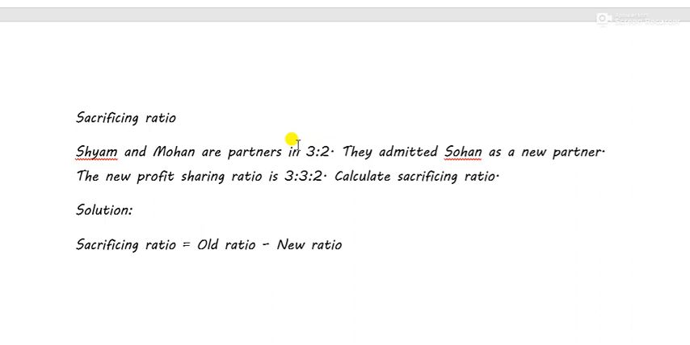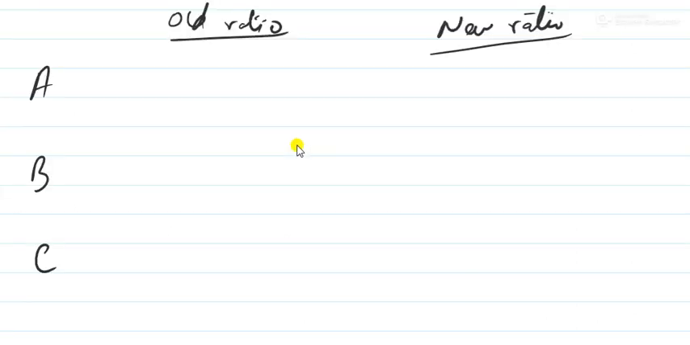Why? Because the old partners are the only partners who are sacrificing. The new partner is the gaining partner. He is the new partner, he gains the share from the old partners, and in order to give the share to the new partner, the old partners sacrifice their part. Therefore the sacrificing ratio is only calculated between the old partners and not the new partner. So here we will not calculate the share of C, because the sacrificing ratio is only between A and B. So the old ratio here is 3 by 5 and here it is 2 by 5 in case of B.